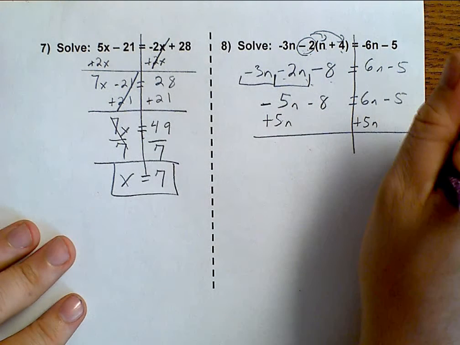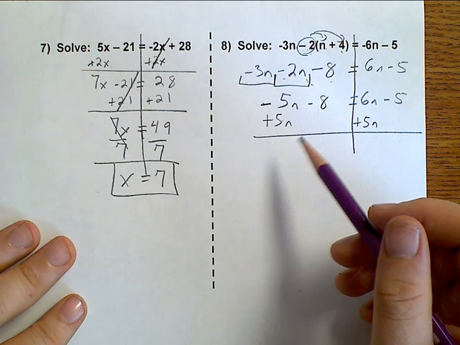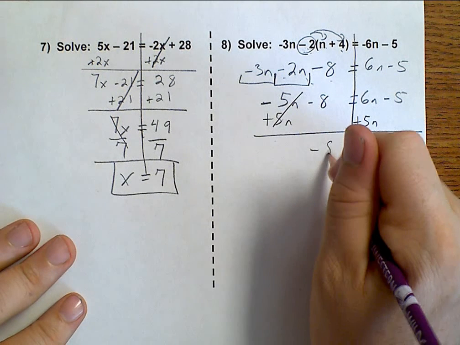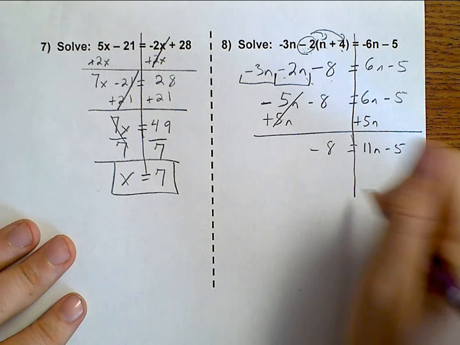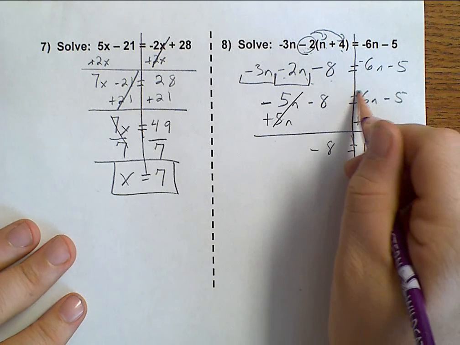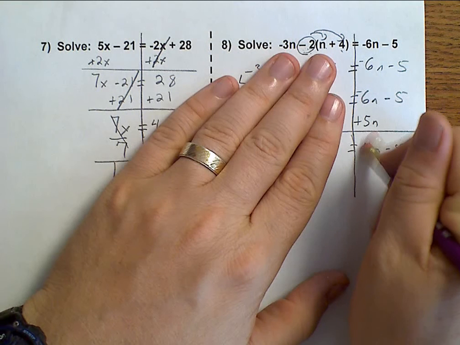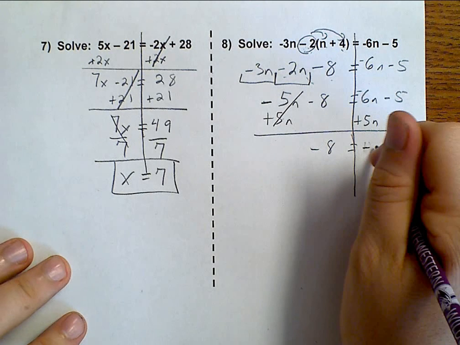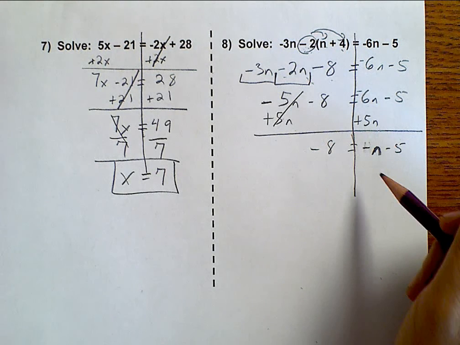This is not the only option I could have done. I could have subtracted the 6n and just dealt with extremely negative numbers. That's okay. Those cancel, leaving me with negative 8 equals 11n minus 5. Oh, sorry. This is a negative 6. I almost forgot. So, when I added 5n to negative 6n, I got a negative n. Well, I guess I'm going to have to deal with a negative n this time, but that's okay.